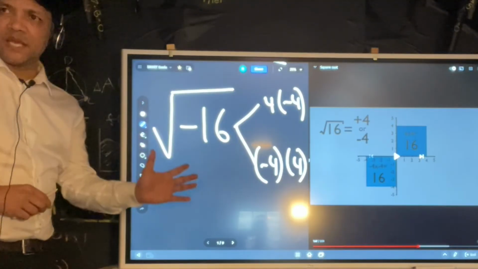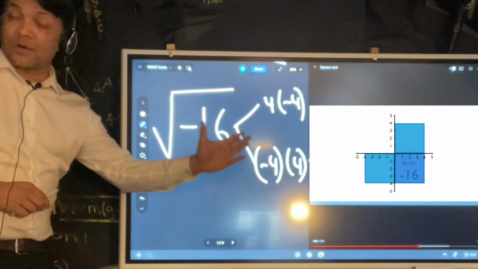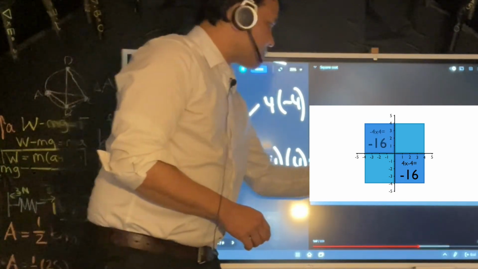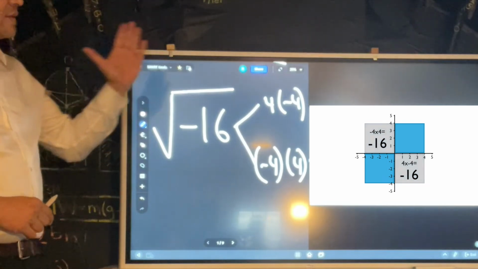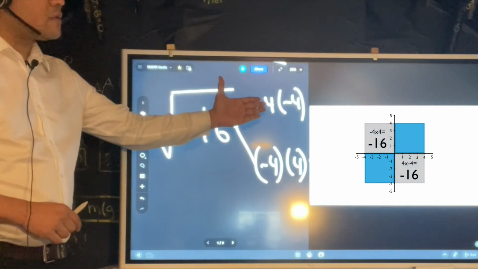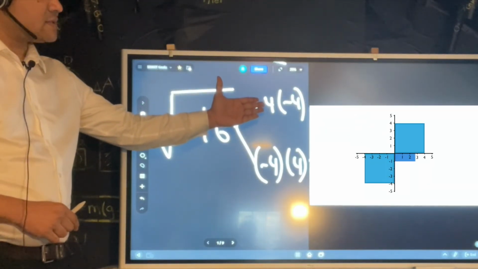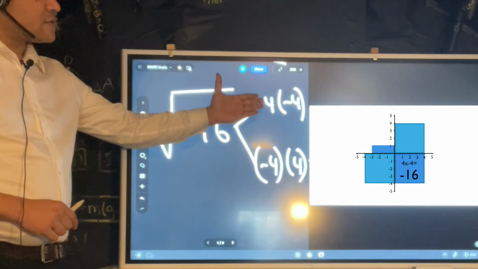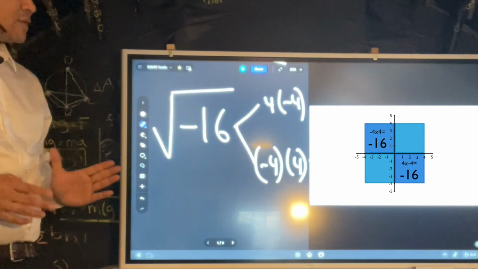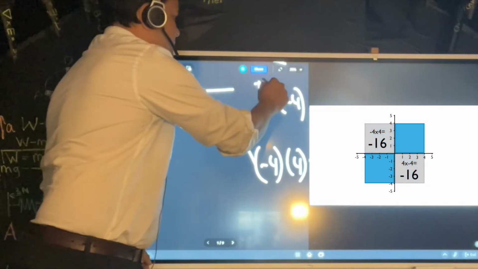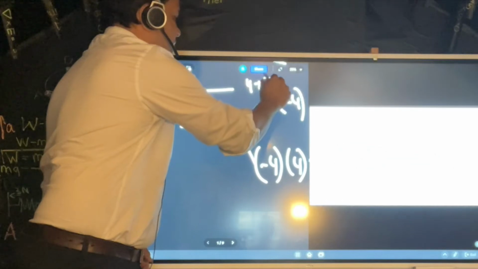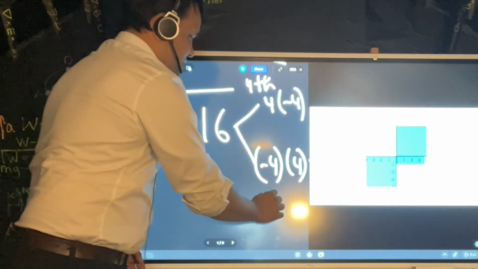The positive 4 would be in the first quadrant, negative 4 would be in the second quadrant. No. It should be the second quadrant and fourth quadrant. Let me show you. Oh, okay. Let's see. All right. So this one is going to be in the fourth quadrant. So the square root of a negative is the problem. It's a problem because this one is in the fourth quadrant and this one is in the second quadrant.